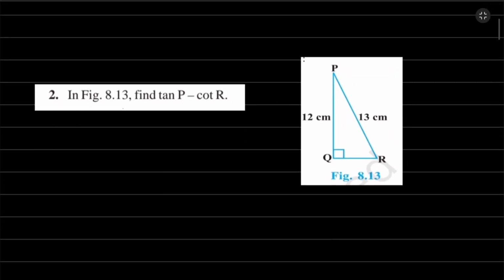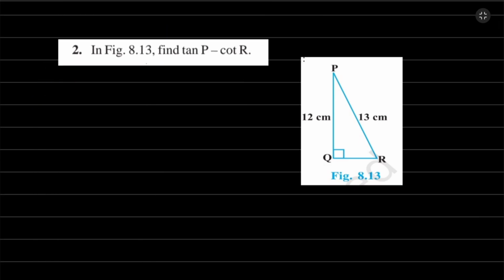In the figure, you have to find tan P minus cot R. Again, so you are given, first of all, tan P.